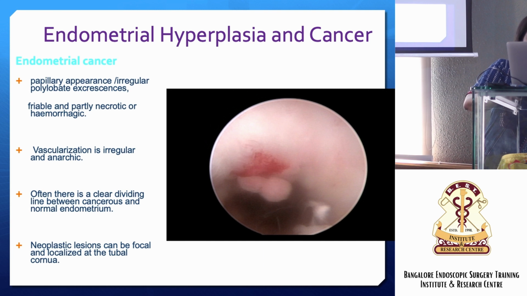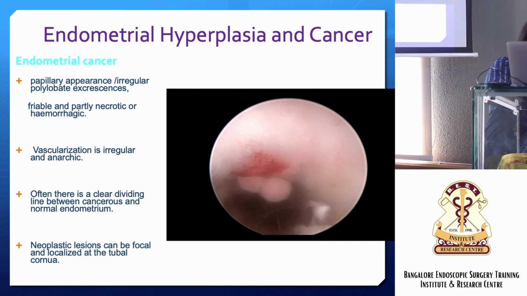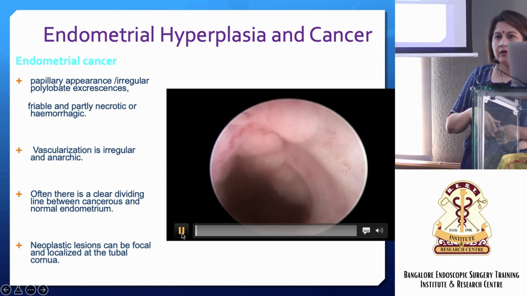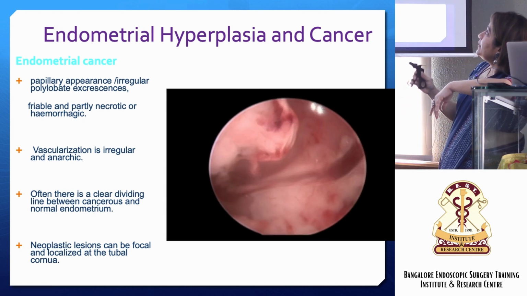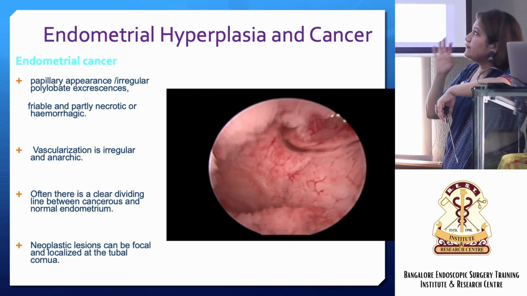So I thought I had a video of a malignancy. Let me just see if maybe it's in the next slides, or was this the video? Yeah, this is the patient with proven malignancy. Later she turned out to be malignant. So it's very classical: an irregular cauliflower-like growth. The entire cavity will be covered.